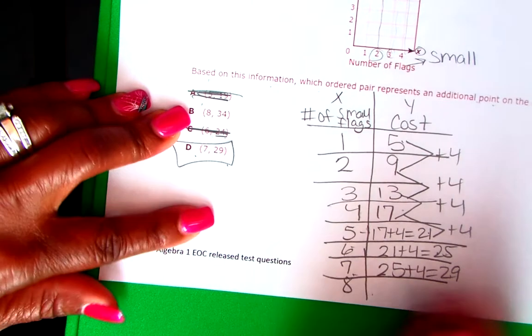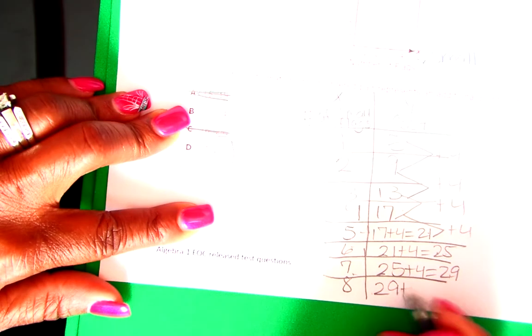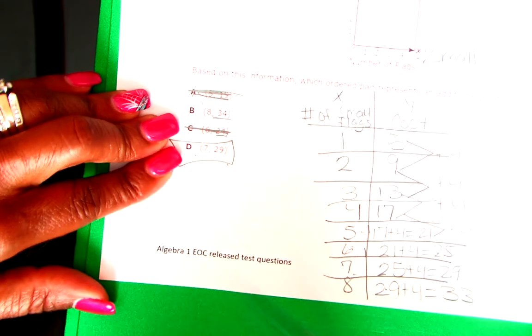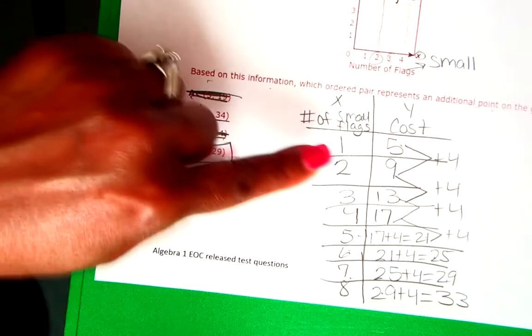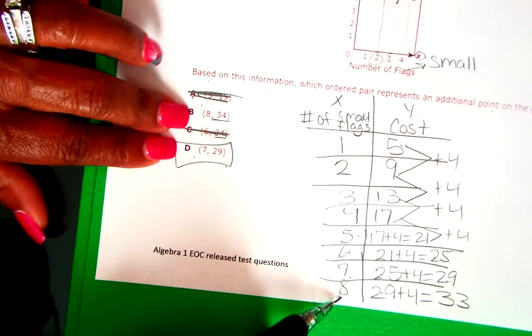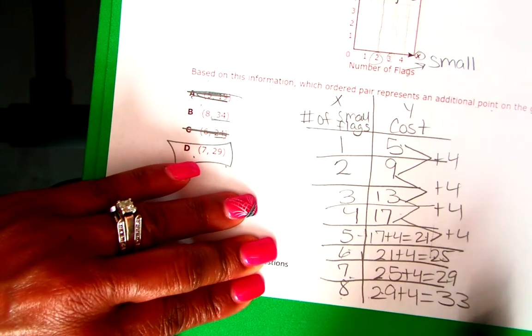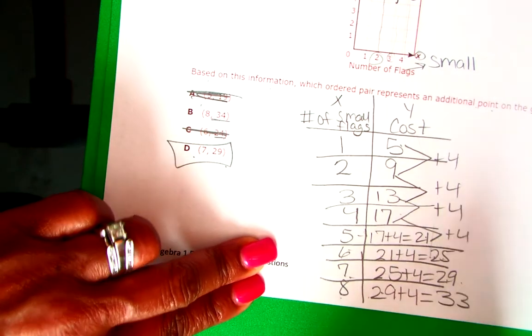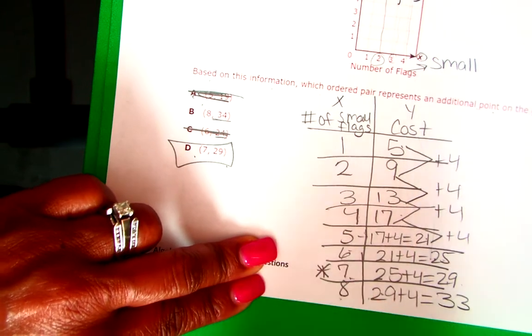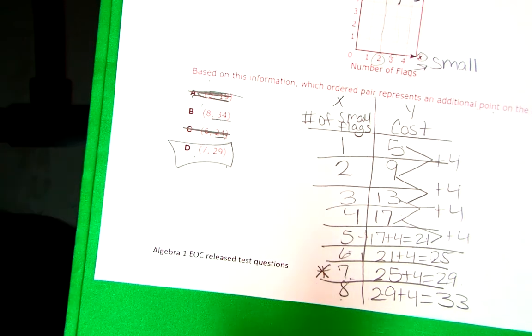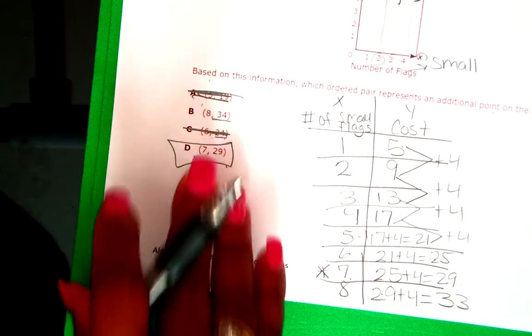I'm going to go ahead and do 8 though. 29 plus 4 is 33. And that's 34. So now I went up to 8 to match up with theirs. And the one that fit in this pattern would be 7 and 29. So don't try to rush to get your answer. You go through the process to make sure that you're doing this correctly.